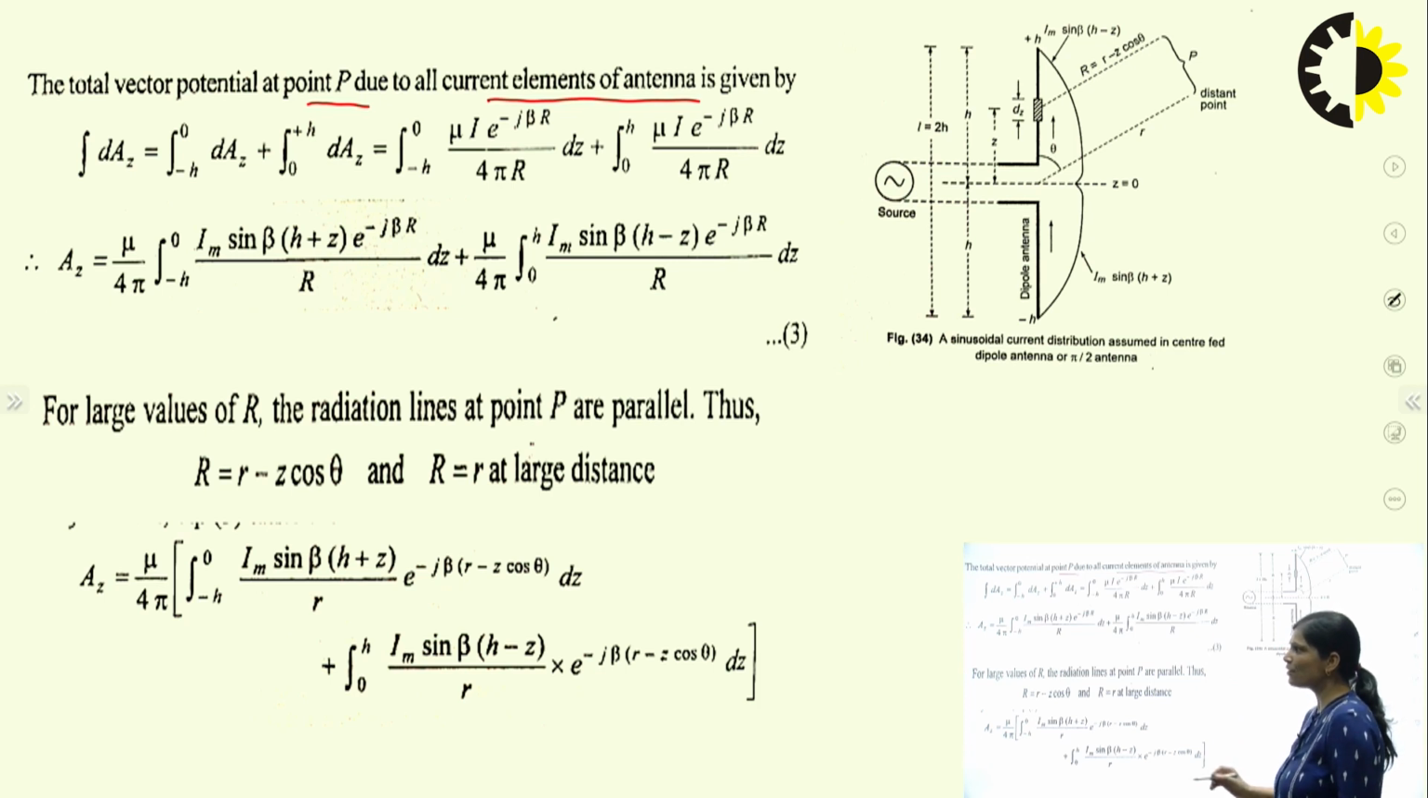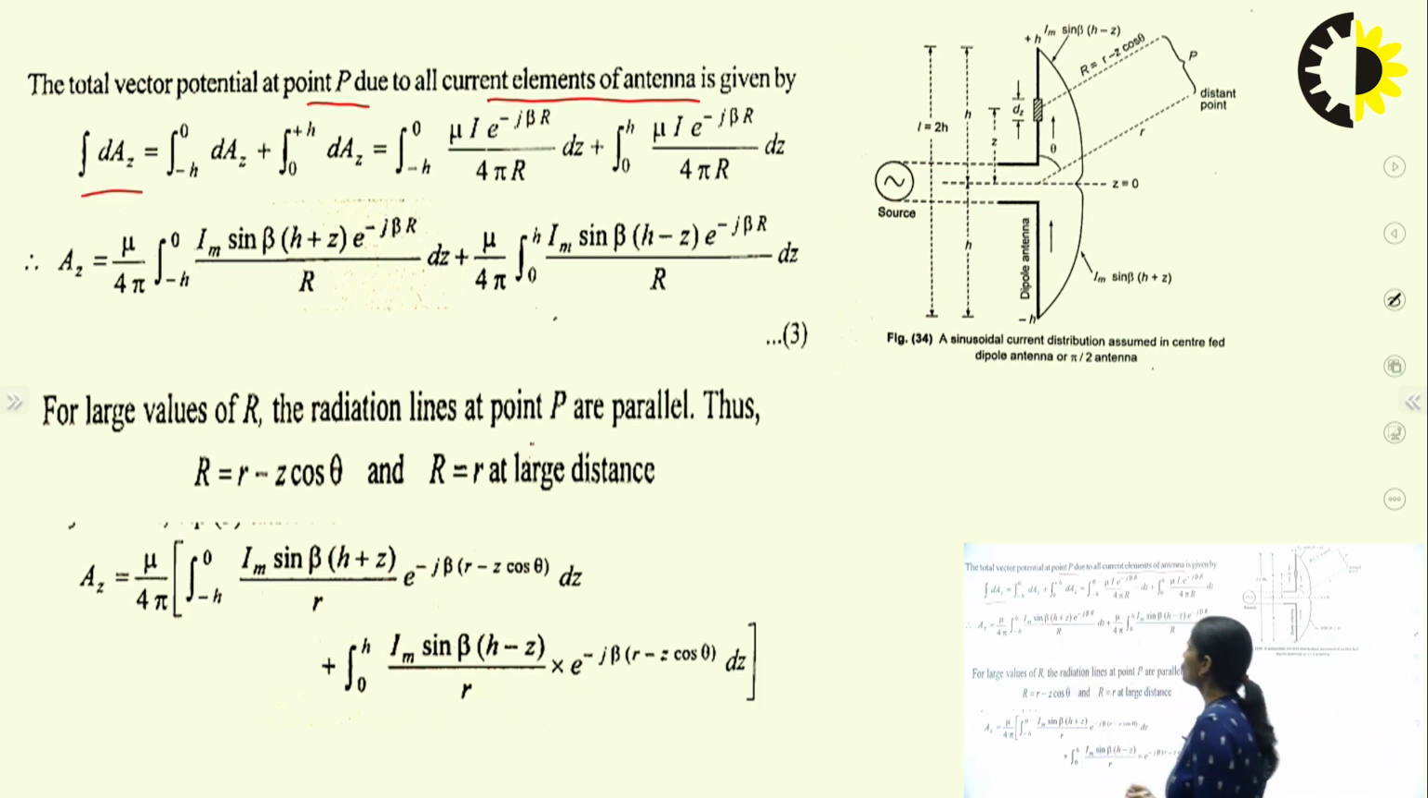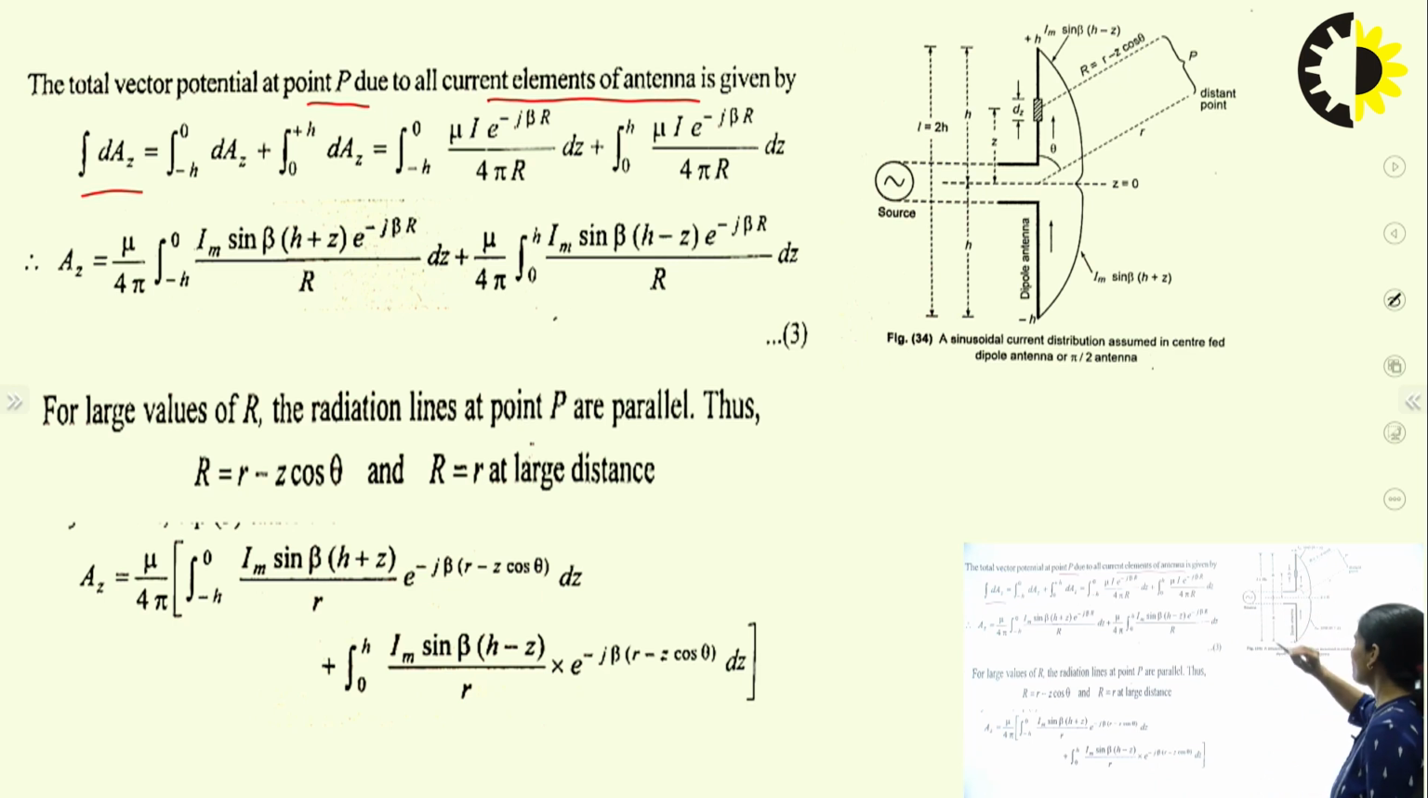Now, how can you find out dAz? So, you are considering here this half wave dipole antenna. You have to consider this as your 0, right?